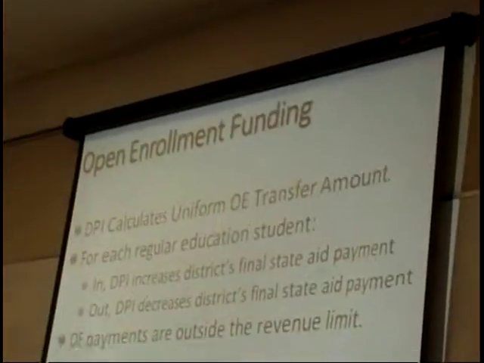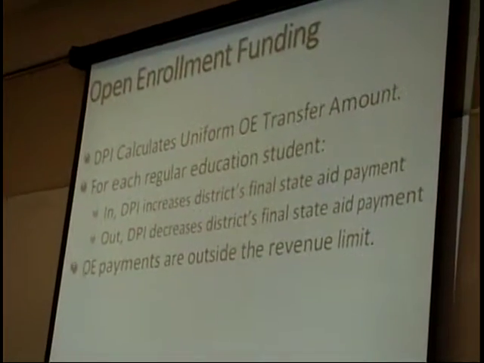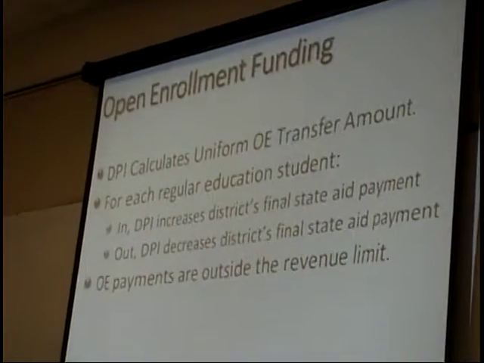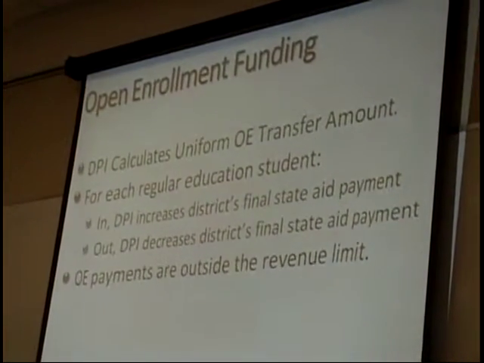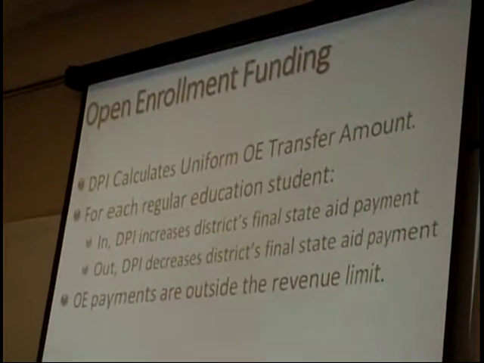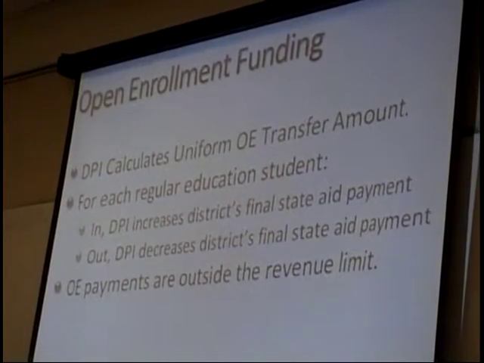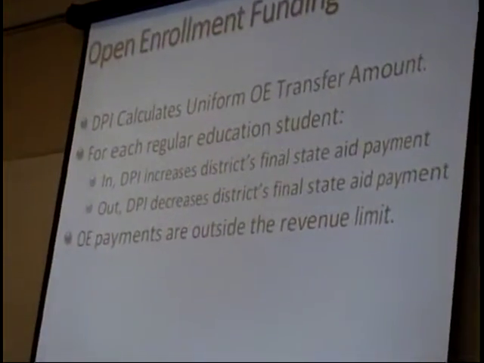Open enrollment is funded in this way: the student's resident district counts that student in membership as if that student were still attending school in the district. Then the department calculates a uniform transfer amount that applies to every student in the state who transfers in and out of a school district under open enrollment.